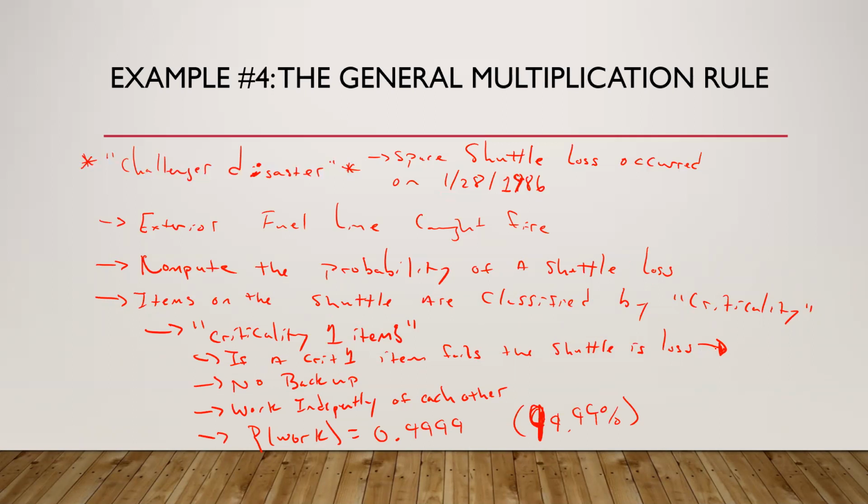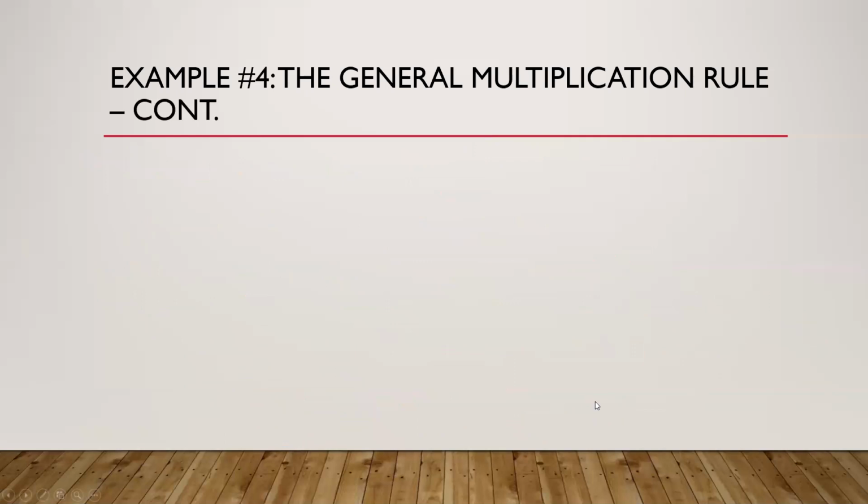I agree. Okay, so then actually, I'll tell you guys the number of criticality 1 items on the Space Shuttle Challenger. There were 748 of them. Does that seem like a lot? Yeah. Okay. So knowing this, there's 748 of them. They work independently, but they do work 99.9% of the time, okay? So let's now compute, knowing that, the probability of a shuttle loss.